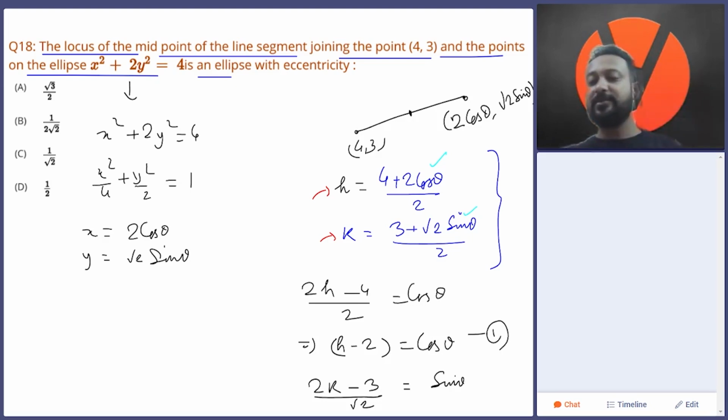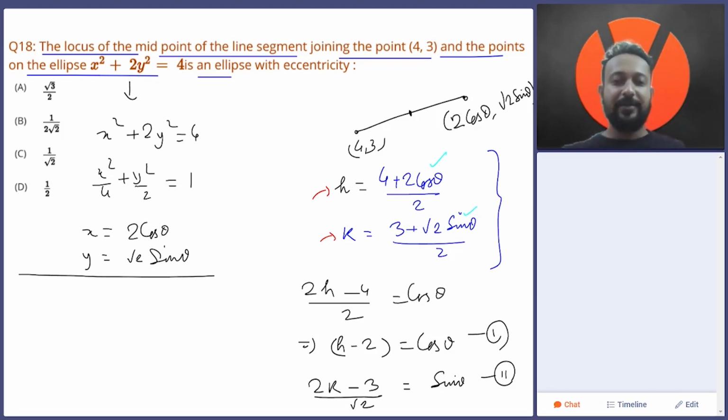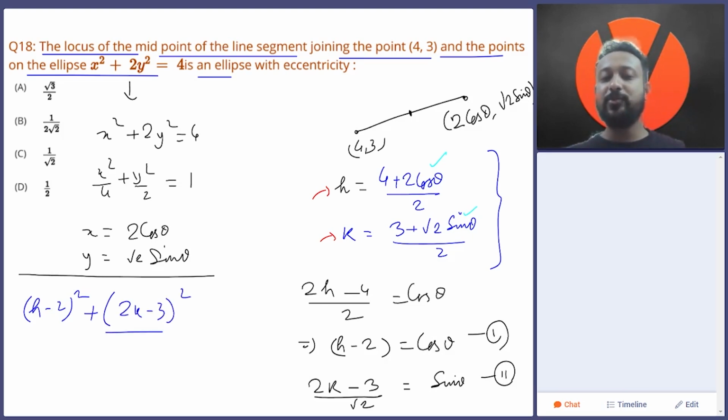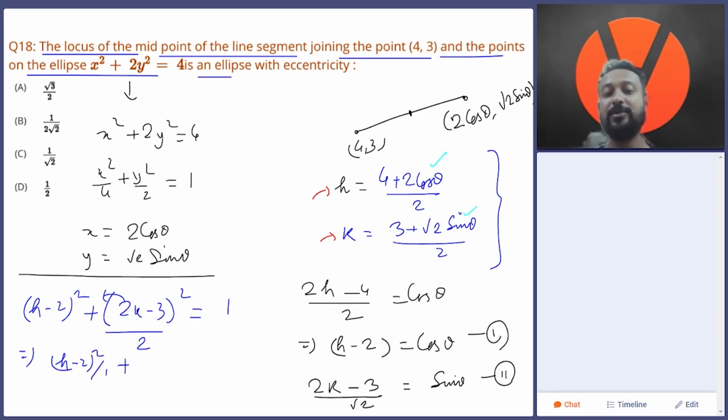So this is equation 1, this is equation 2. Just square and add them. What do you get? Please check. If I square and add, I get (h minus 2) whole square plus (2k minus 3) whole square by root 2 square, that is 2, is equal to 1. So is it an ellipse? Not yet, because the coefficient of x and y squares should be 1 each. So (h minus 2) whole square by 1 plus, if I take this 2 out, I'll get (k minus 3 by 2) whole square, and then 4 will be here. If I take this 4 down and divide, this is my ellipse now.